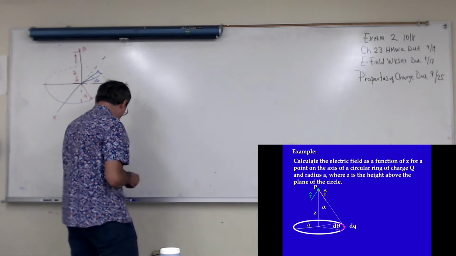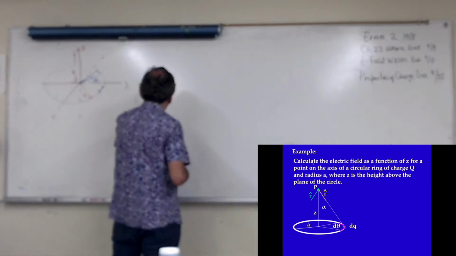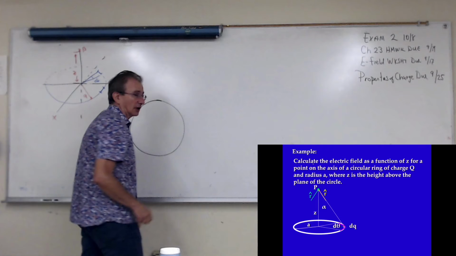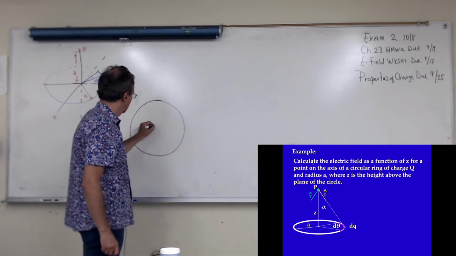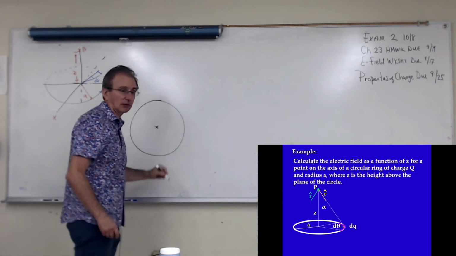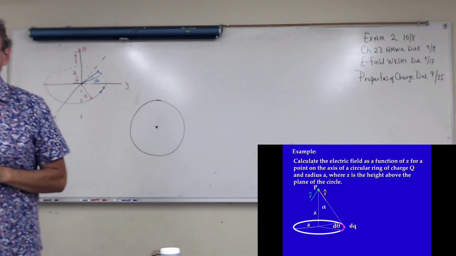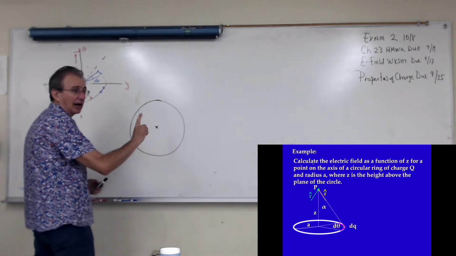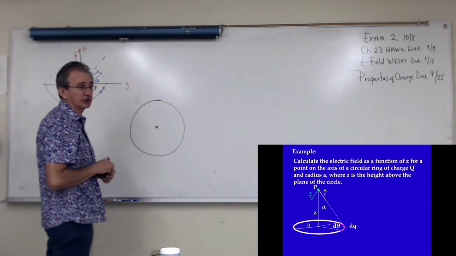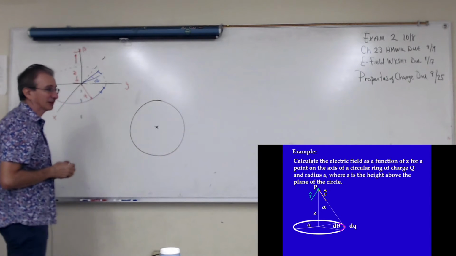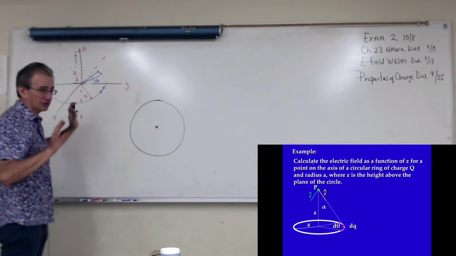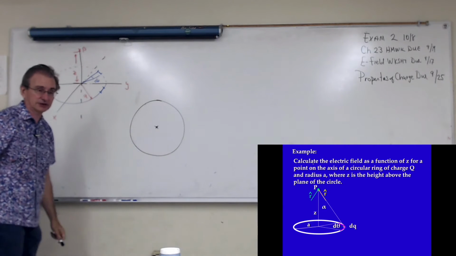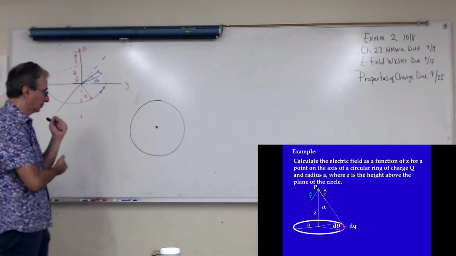I want to remind you about a problem we did the other day. We had a uniformly charged ring, and I asked about the field at the center. What was the answer? It was zero. Just remember, now we're going out of the plane. So in the plane, the field was zero. So I'm going to expect that the components in the plane are going to be zero, and my field is only going to point in the Z direction based on this argument.